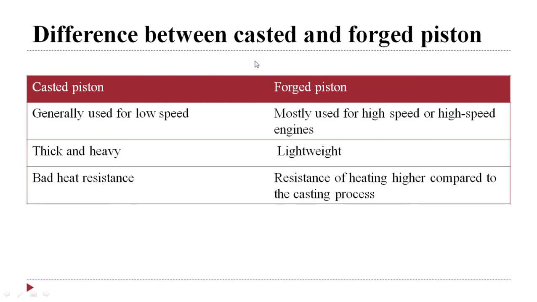We use two methods for manufacturing. One is casting and the second is forging, but there is a difference between a casted piston and a forged piston. Generally, casted pistons are used for low speed engines. These pistons are thick and heavy, and they have bad heat resistance. And forged pistons are used for high speed engines. They are light in weight, and their resistance to heating is higher compared to the casting process.